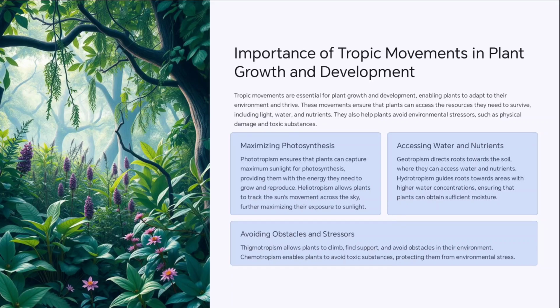Geotropism directs roots toward the soil. Hydrotropism guides roots toward the area with higher water concentration. Thigmotropism allows plants to climb, find support and avoid obstacles in their environment. So these are the importance of these tropic movements in plants. This is all about this video.